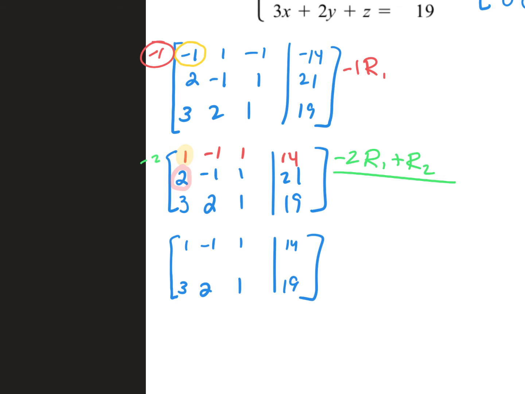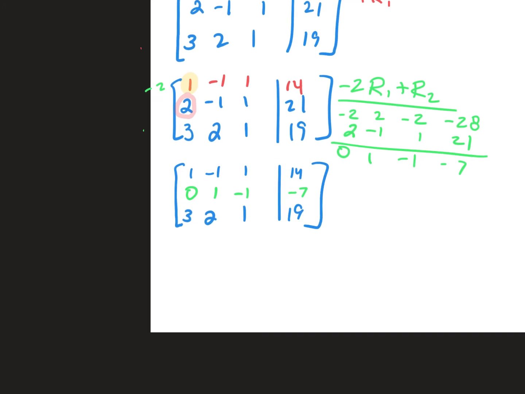So -2 times 1, -2. -2 times -1 is 2. -2 times 1 is -2. -2 times 14 is -28. Then the second row is 2, -1, 1, and 21. So when we combine these, what's -2 and a positive 2? 0. What's 2 minus 1? 1. What's -2 plus 1? -1. And -28 and 21? -7. So now I've created this row, and it's 0, 1, -1, -7.